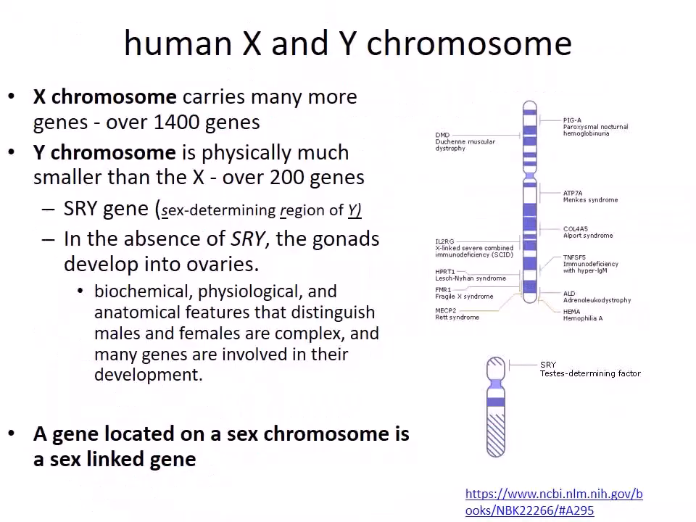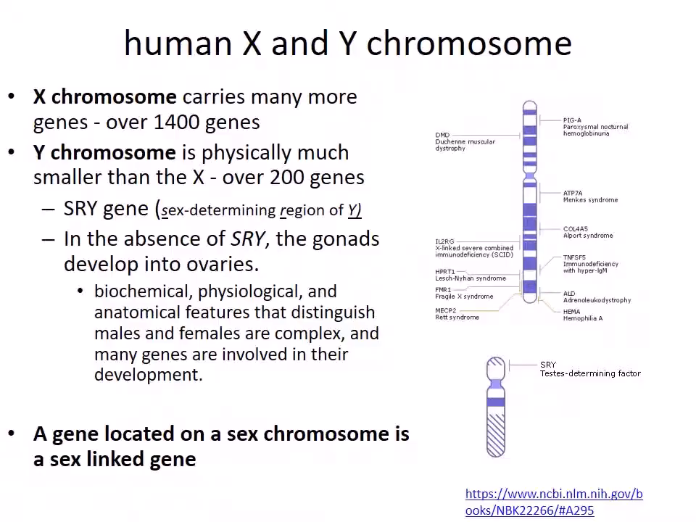As far as human X and Y chromosomes go, the X chromosome is much larger than the Y chromosome. The X chromosome carries much more information because it has more DNA sequences. It has over 1,400 genes. The Y chromosome only has around 200 genes. An important region on the Y chromosome is the SRY gene, or the SRY gene locus. It's named for sex determining region of the Y chromosome, and it's named because in the absence of the SRY gene, the gonads develop into ovaries.